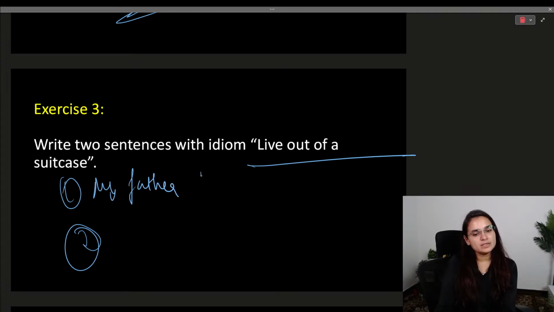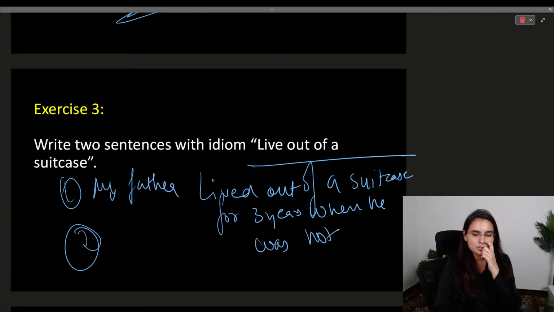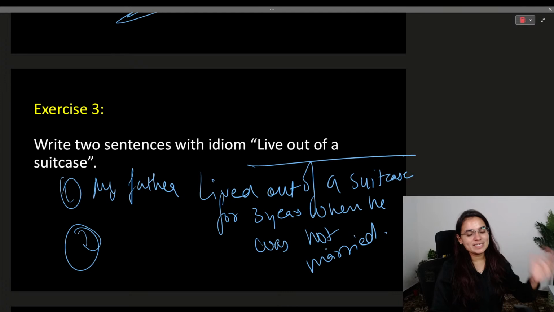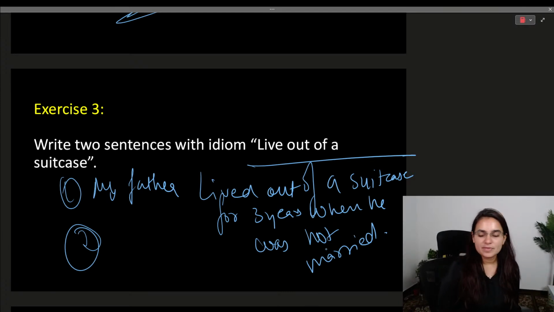My father lived out of a suitcase for 3 years when he was unmarried. When he was not married. My father lived out of a suitcase for 3 years when he was not married. That means before he settled down, he was living with the items only in his suitcase. Can you try another sentence for yourself?